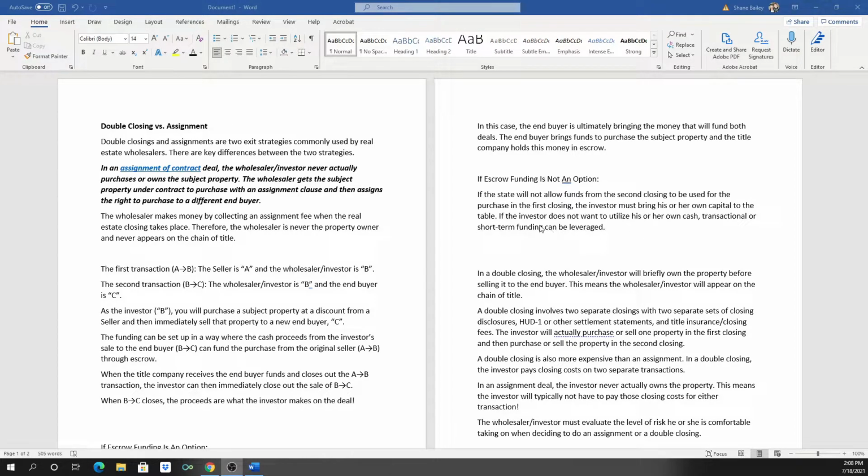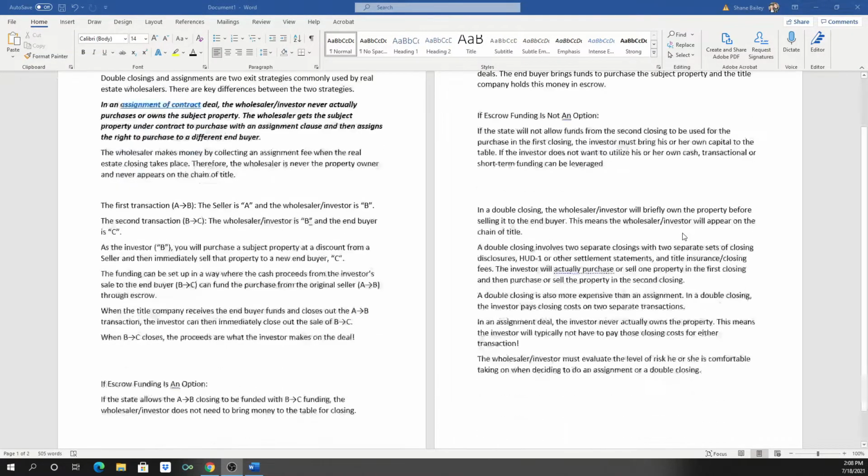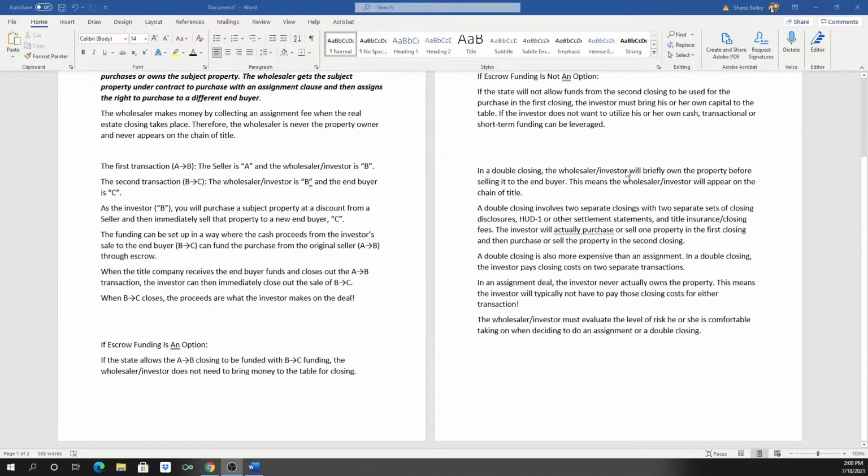Okay. If the investor does not want to utilize his or her own cash, like I said, you can use those types of funding. In a double closing, the wholesaler will briefly own the property before selling it to that end cash buyer. This does mean you will appear on chain of title. It's not the end of the world. It's not a big deal.